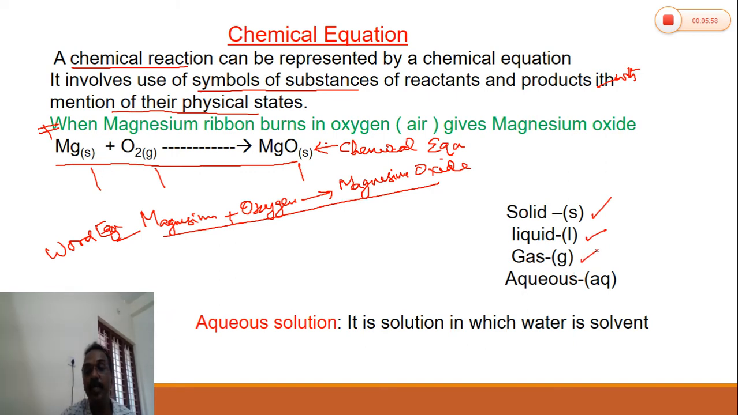For gas, we write G. And for aqua, meaning a solution, we write AQ, an aqueous solution in water. Aqueous solution means a solution in which water is the solvent. Then we write AQ. This is a chemical equation.